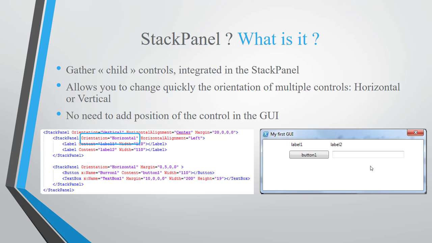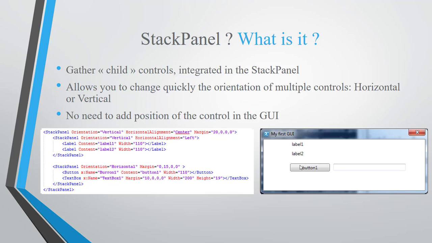If you want to move, for instance, the label position, my labels are located side by side. If you want to move label 2 below label 1, you have to modify the Orientation attribute from Horizontal to Vertical, and so my labels will be moved below the other. Using a stack panel, there is no need to add the position of the controls in the GUI. If you add a stack panel, there is no need to add a position to each control.